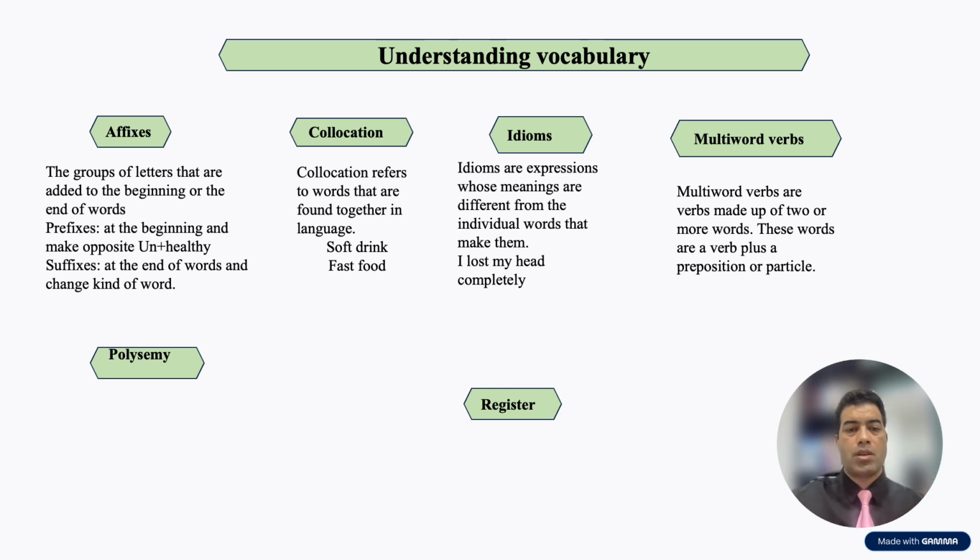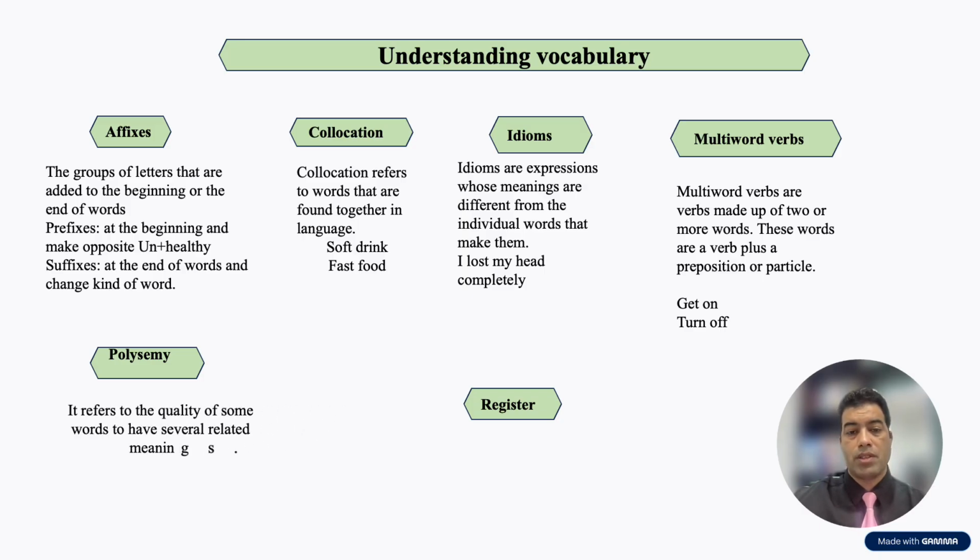Then it comes to multiverbs. Multiverbs are verbs made of two or more words. The words are a verb plus a preposition or an article. For example, we also say phrasal verbs: get on, get off, get out, come in, come on, put on, according to. So these are multiverbs. They are chunks, vocabulary chunks also.